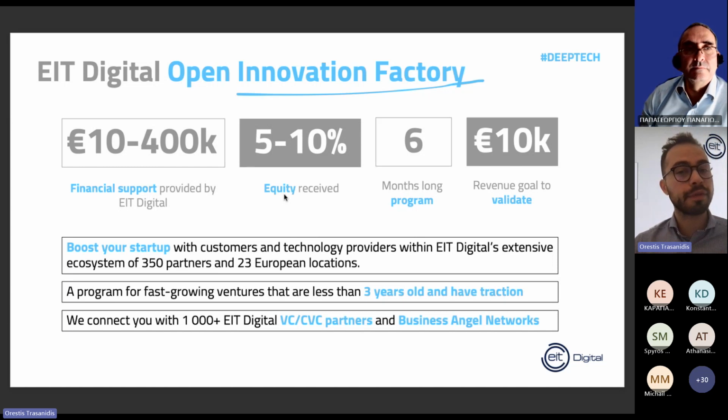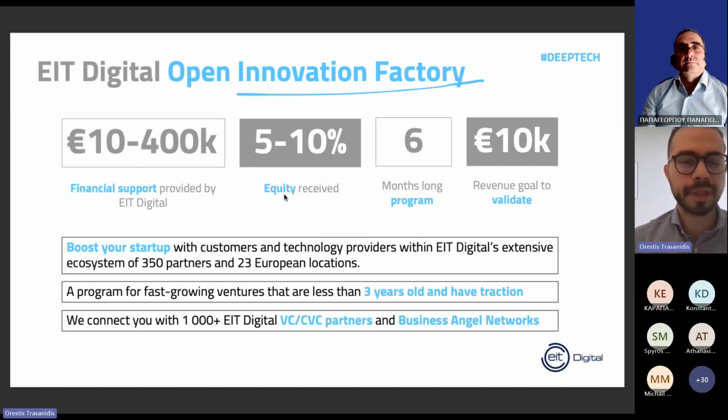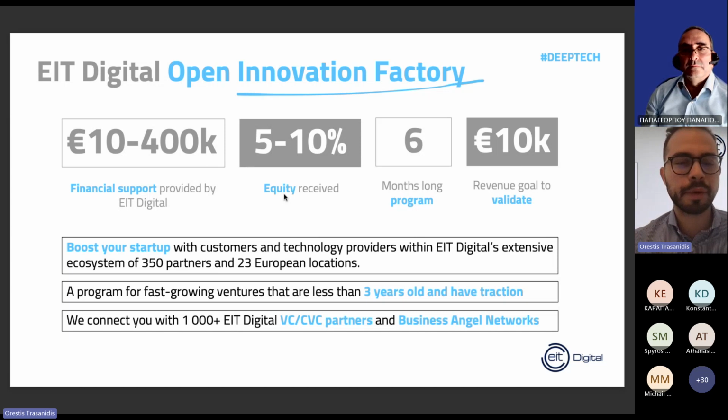We receive 5 to 10. Of course, we will see the valuation of the startup. We're going to discuss with them. As I said, we're a passive investor. We're really looking forward to supporting good startups. This is our main goal. The equity is something that we can discuss with the founders.